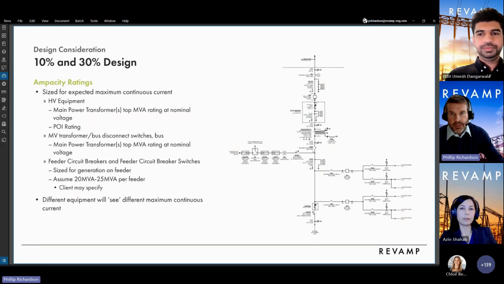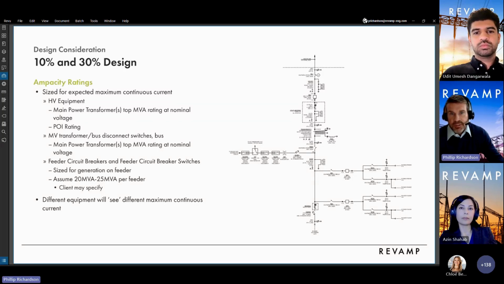Capacity rating. So we touched on this on the previous slide, but I want to emphasize what methodology we use. So for the high side, we have 2 choices. We can either use the main power transformer top MVA rating or the point of interconnection rating. One thing we need to know is if there's any future plans to increase the POI rating over future phases. For example, if phase 1 is a 200 MVA project, and there's a potential for phase 2 of another 200 MVA, should we design the affected equipment to 400 MVA?